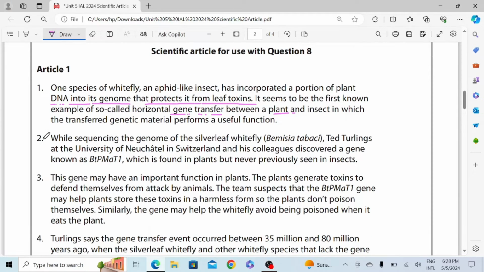In number 2, the second paragraph: while sequencing the genome of the silver leaf whitefly, Ted Turlings at the University of Neuchâtel in Switzerland and his colleagues discovered a gene known as BTPMAT1, which is found in plants but never previously seen in insects. So they're talking about genome sequencing. Make sure you go through those things.